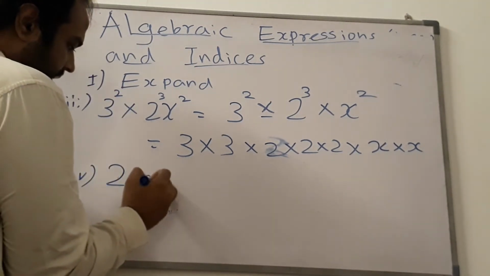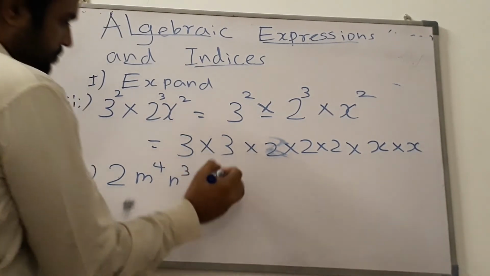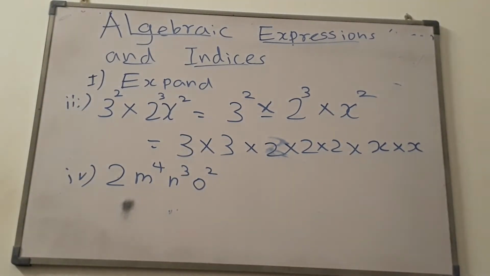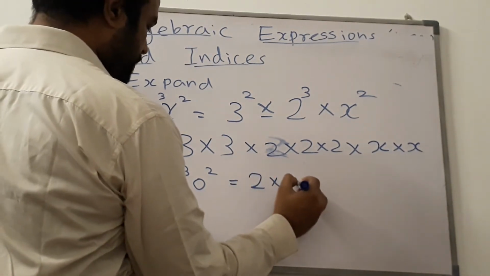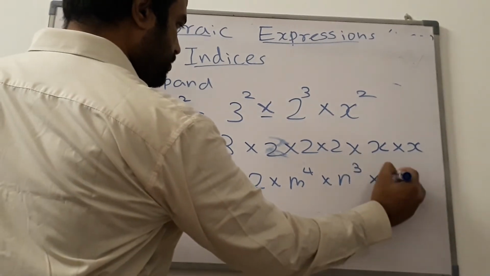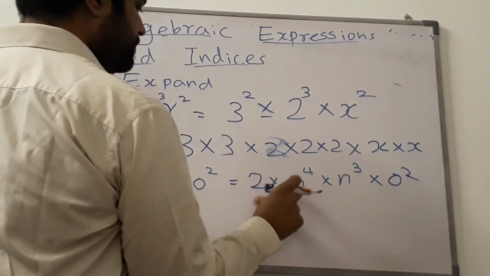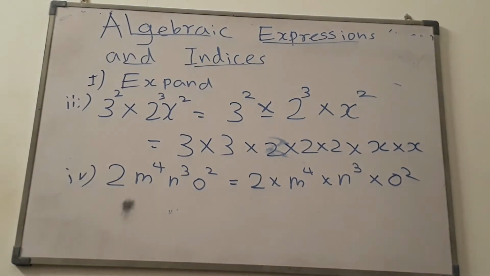2 times m to the power 4, n to the power 3 and o to the power 2. We can write this like this: 2 times m to the power 4 times n to the power 3 times o to the power 2. When we multiply all these terms, we can combine the number term and the algebraic terms.